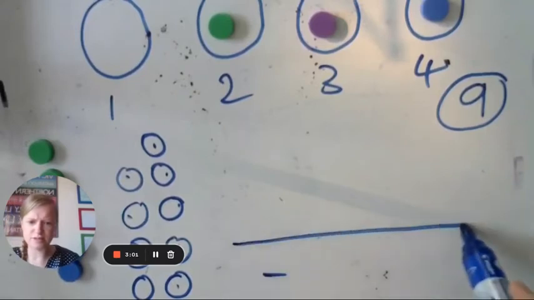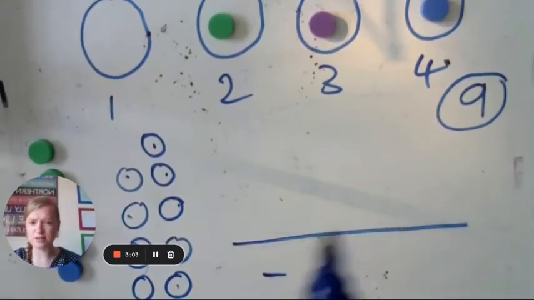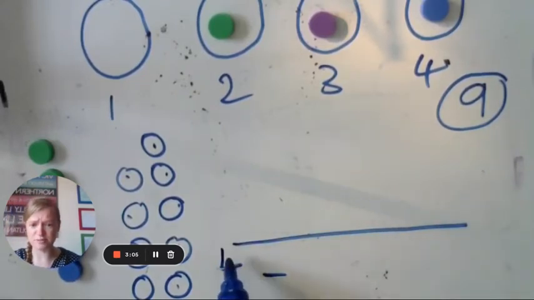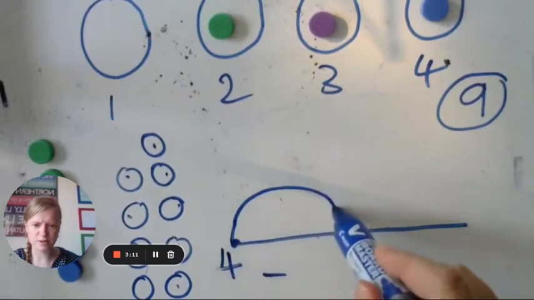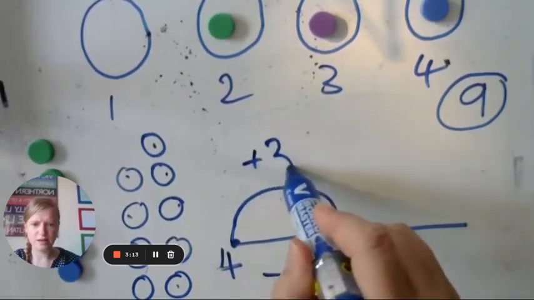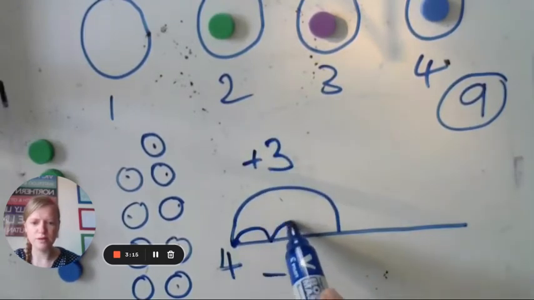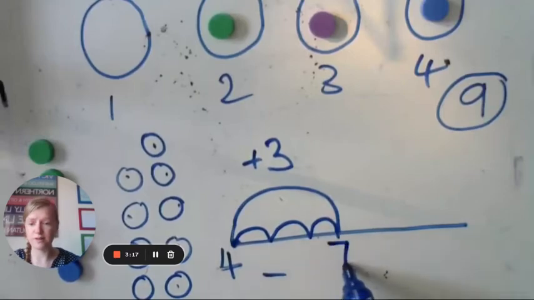And finally, I'm going to do it using a number line. And I'm going to start with the biggest number, my biggest score, which is number 4. And then I'm going to count on. So I'm going to count on number 3. First, I'm going to add 3. So I'll do a big hop and write a +3. And then I'm going to hop one by one. 1, 2, 3, 4, 5, 6, 7.